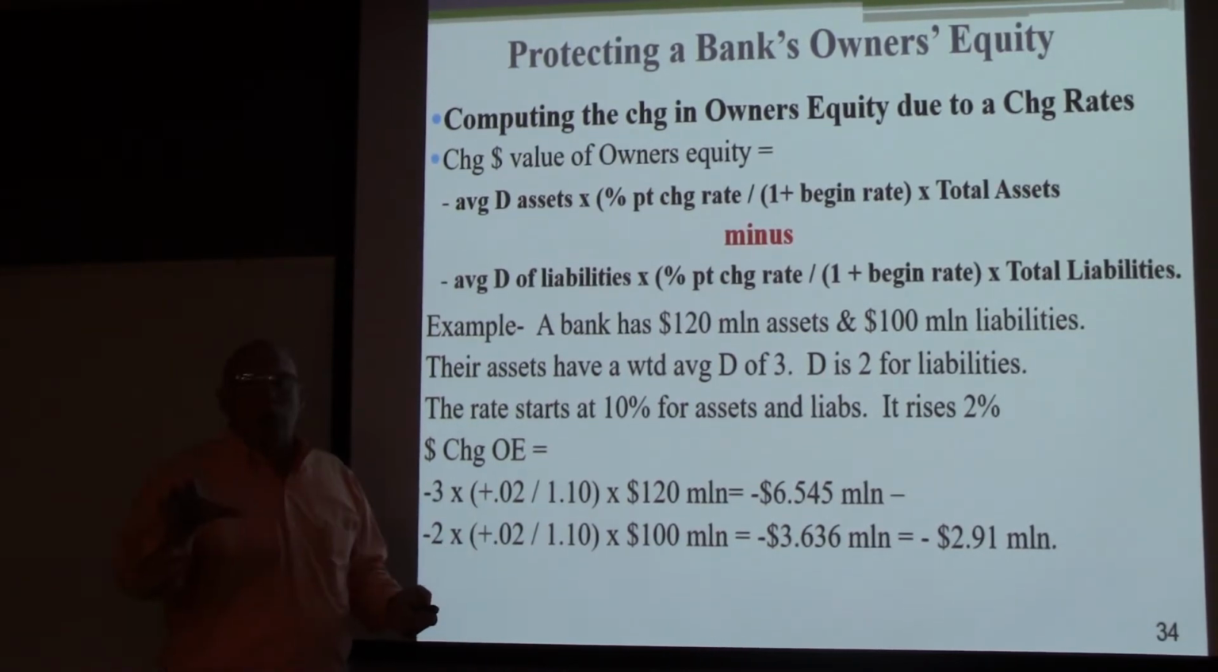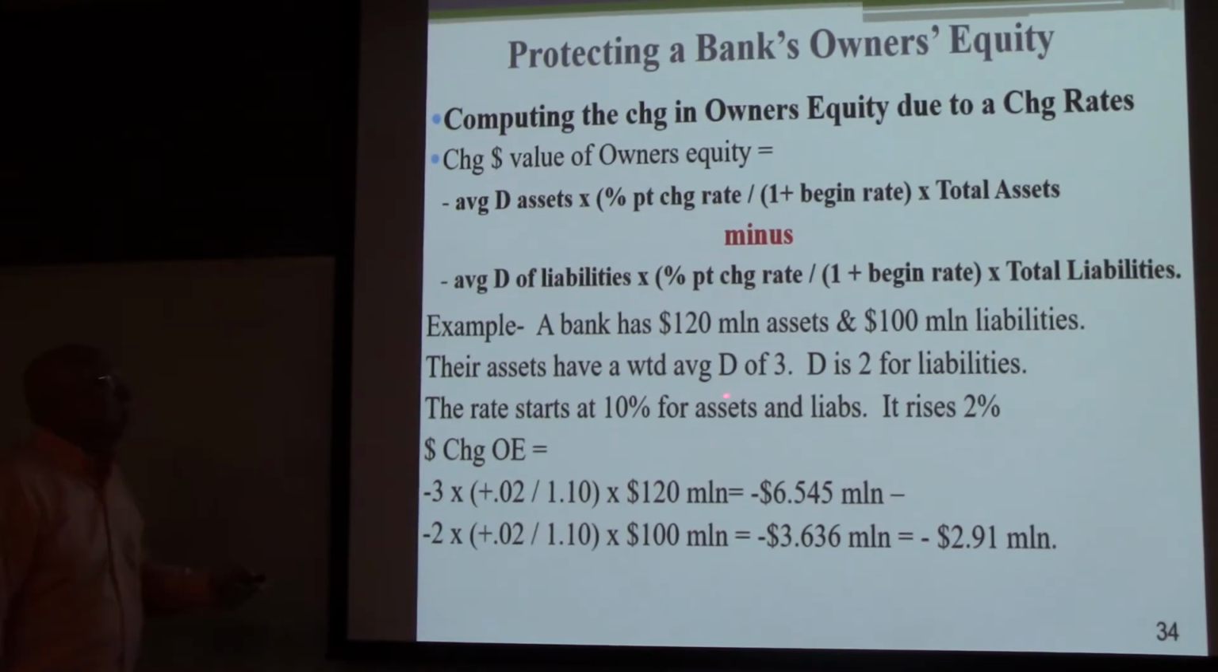So what is the duration and how much do you have invested? It's the weighted average duration, and the duration is 2 for liabilities. So we have more invested in assets than liabilities, and our assets have a longer duration. Okay? The rate starts at 10%. What happens to our owner's equity if interest rates rise 2%?